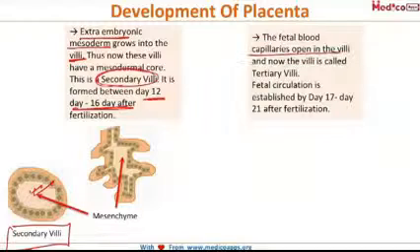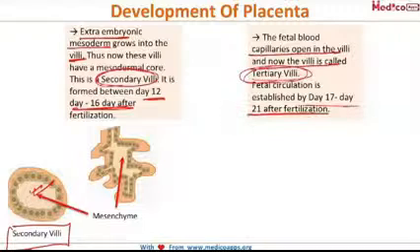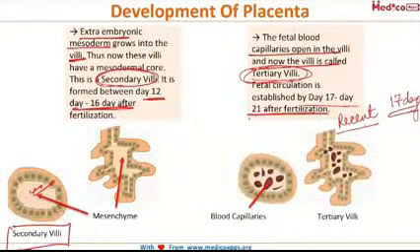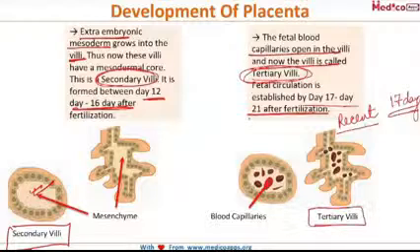Now, the next thing to happen to establish fetoplacental circulation is the opening of the fetal capillaries into the villi, which makes the villi a tertiary villi. So, this is a very often asked question: when is the fetal circulation established? Earlier it was said that it is formed between 17 to 21 days after fertilization, but recent studies say that the fetoplacental circulation is established by 17 days after fertilization. And as we can see in this diagram, the fetal blood capillaries are opening inside this mesoderm, and this makes it a tertiary villi.